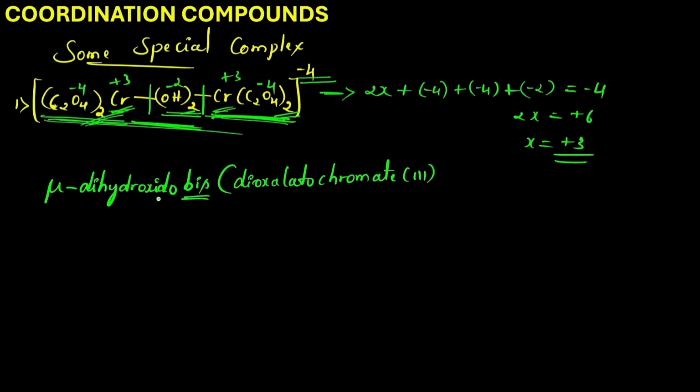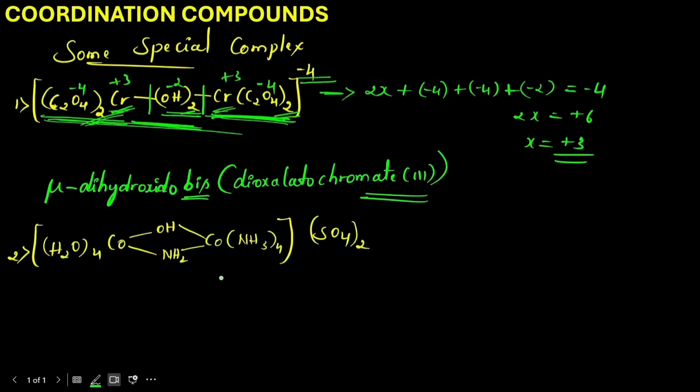The name is mu dihydroxido bis dioxalato chromate 3, okay. Coming to the next example, here also we have two bridging ligands, one is OH and another one is NH2, okay. So here SO4 will be having -2 charge, -2 into 2 it is -4, therefore the charge on the coordination part will be +4, okay.